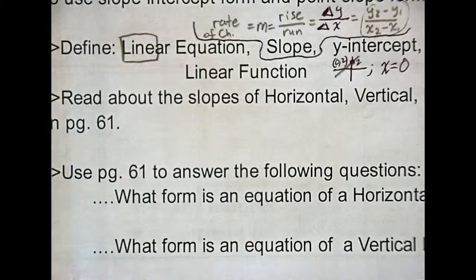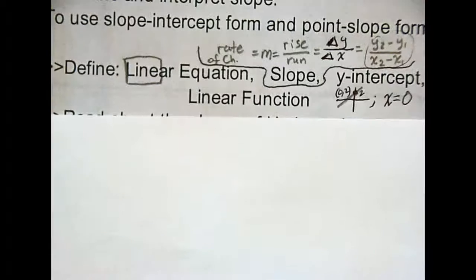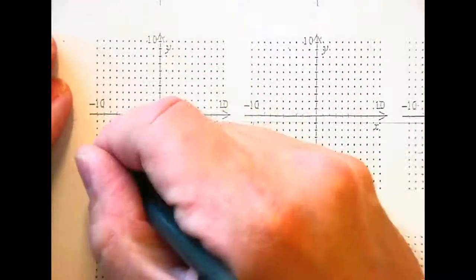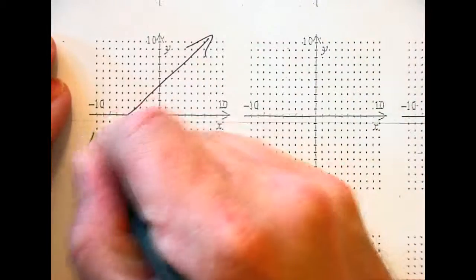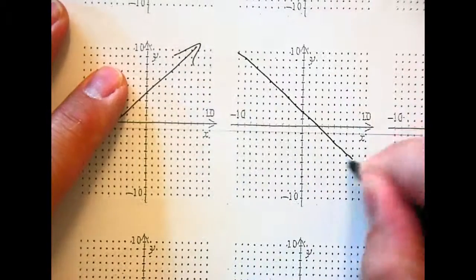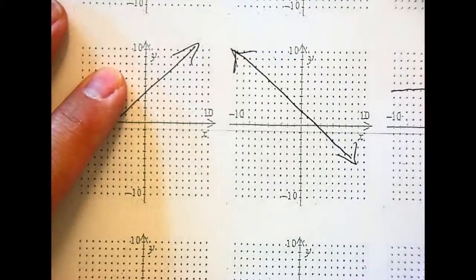All right. So we're not going to read about the horizontal, vertical, perpendicular, and parallel slopes, all that stuff. But what I want to do is just make sure we're clear on some things about slope. This is a line rising from left to right. This is a line falling from left to right.